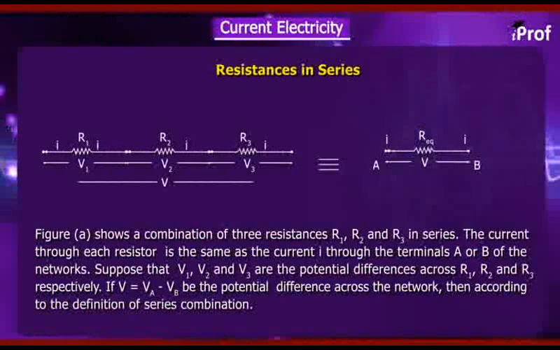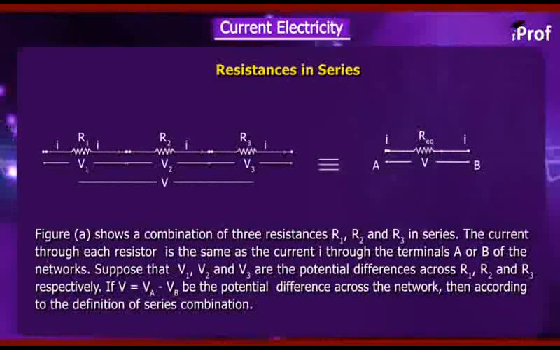The current through each resistor is the same as the current I through the terminals A or B of the networks. Suppose that V1, V2 and V3 are the potential differences across R1, R2 and R3 respectively.